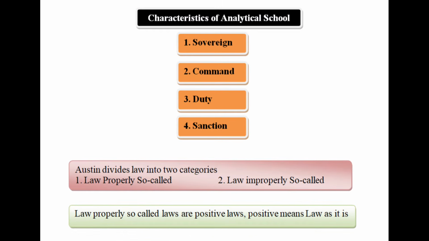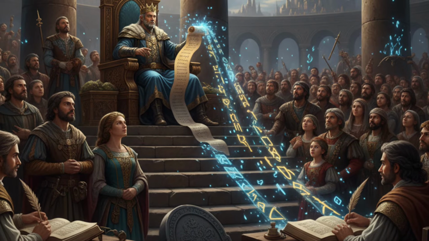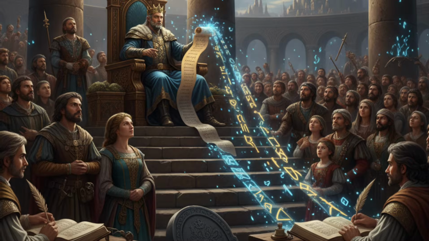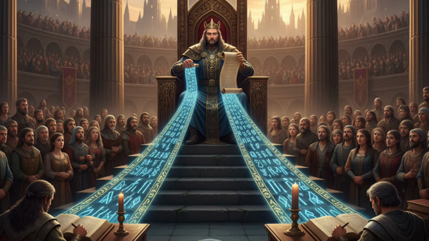Now let us go through the characteristics of the analytical school. There are 4 characteristics which are central to the Austin school. Number 1, sovereign. The sovereign is the supreme authority or the ultimate source of law in a given legal system. Here, the sovereign doesn't answer to any higher authority and their commands are seen as the foundation of law.